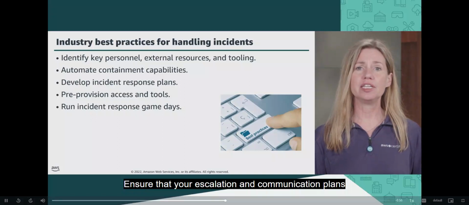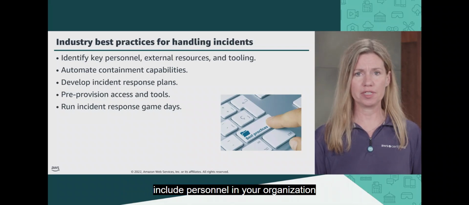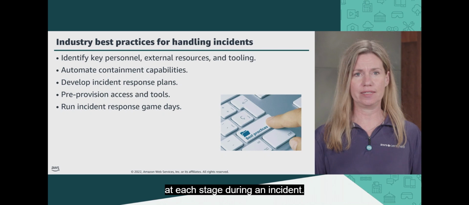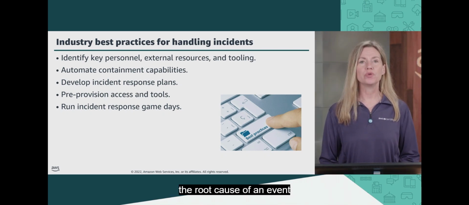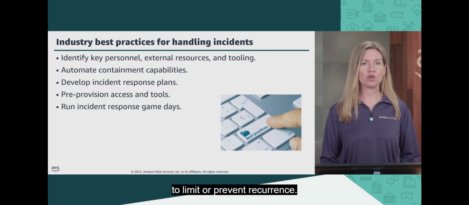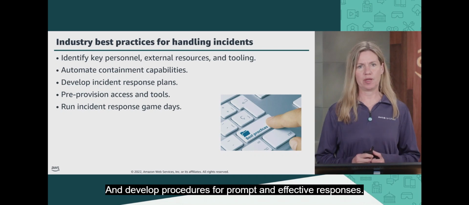Ensure that your escalation and communication plans include personnel in your organization and external parties that you must notify at each stage during an incident. Have a process to identify and document the root cause of an event so that you can develop mitigation strategies to limit or prevent recurrence, and develop procedures for prompt and effective responses.